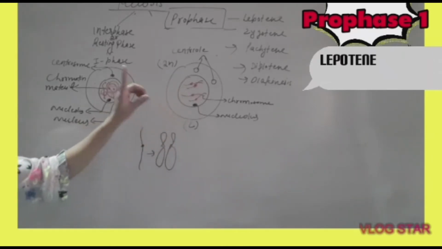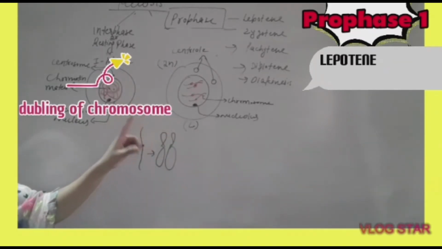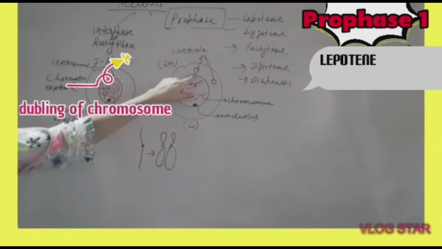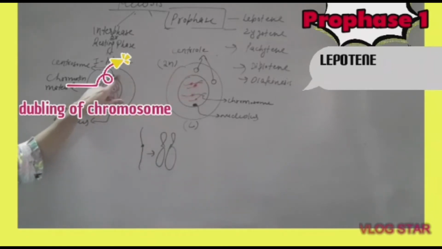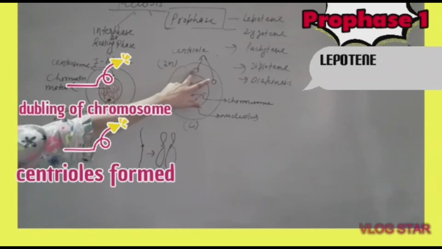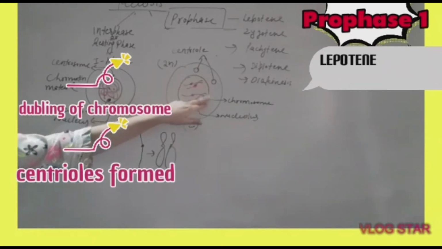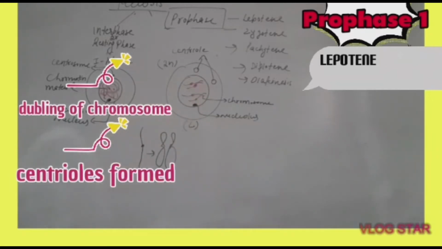They remain hidden. So the first change which takes place in leptotene phase is doubling of chromosomes, and the second change you can see here is that the centrosome, which was in interphase, divides into centrioles, and the centrioles start moving apart, away from each other. So two changes: one is the centrosome divides and forms two centrioles, and duplication of chromosome takes place.